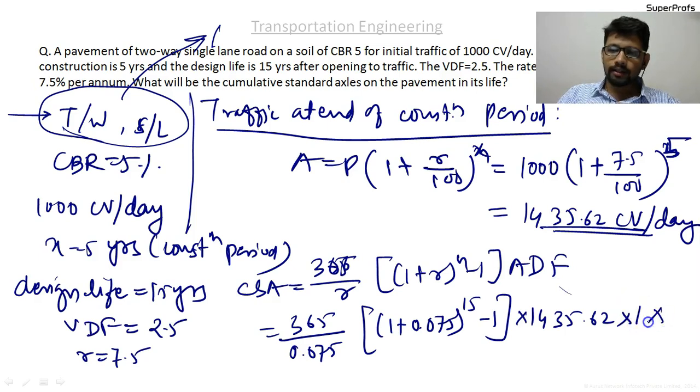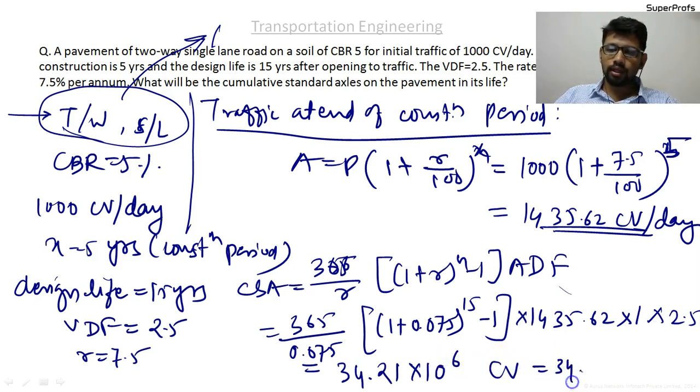Okay, and the F value, the vehicle damage factor, is given to be 2.5. So cumulative standard axles come to be 34.21 into 10 to the power 6, which is equal to 34.21 million standard axles. It is expressed as million standard axles.